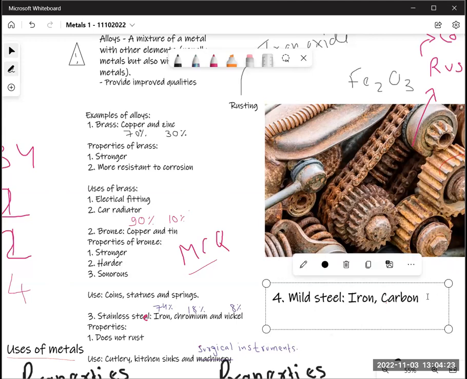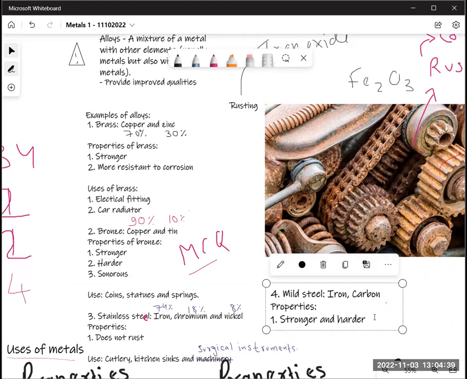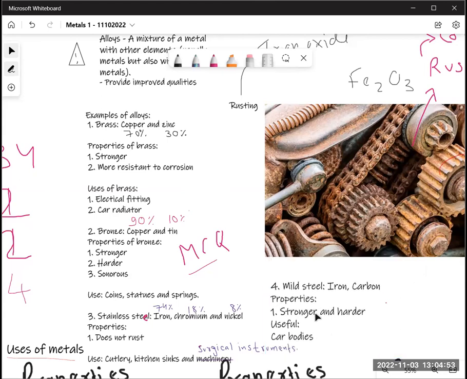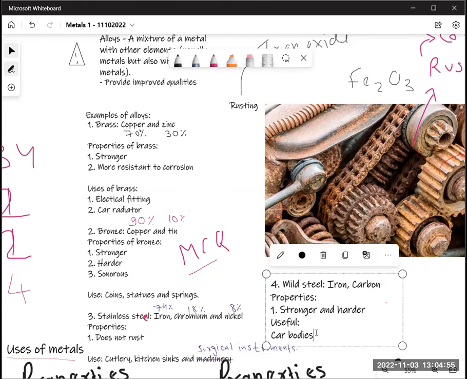What is the use of this, or what are the properties? The first thing is, it is stronger and harder. So where is this useful? This is useful for car bodies. And you'll be shocked to realize in how many marking schemes the word car bodies appears. It's always there. So mild steel is car bodies. Yep, that's it. It's stronger and harder than pure iron.